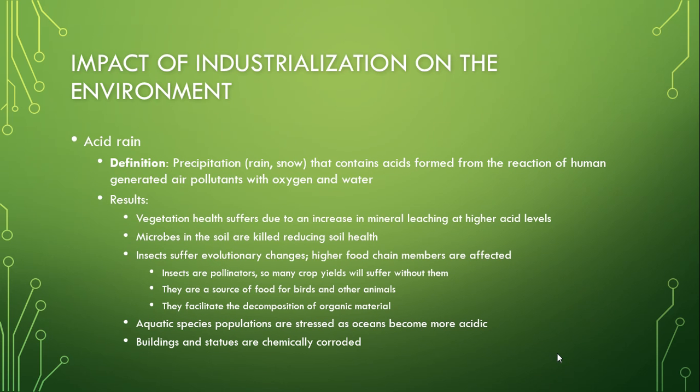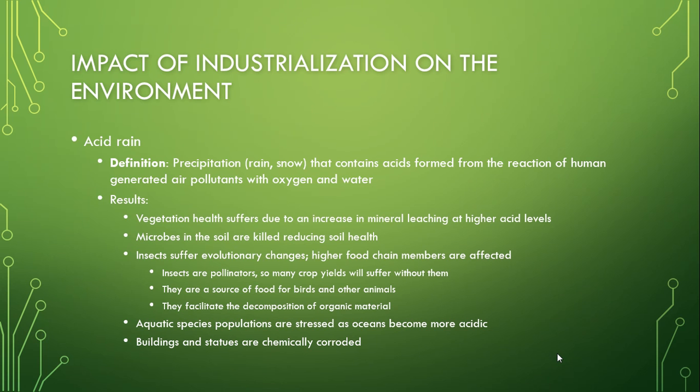Acid rain is also increased as a result of industrial activity. Again, by way of definition, acid rain refers to precipitation of all types, such as rain or snow, etc., that contains acids formed from the reaction of human-generated air pollutants with our oxygen and water. Right, so that's just a reminder. And what are some of the environmental consequences of the formation of acid rain? For example, our vegetation health suffers due to an increase in mineral leaching at higher acid levels. So the acid rain leaches the important minerals out of our vegetation.